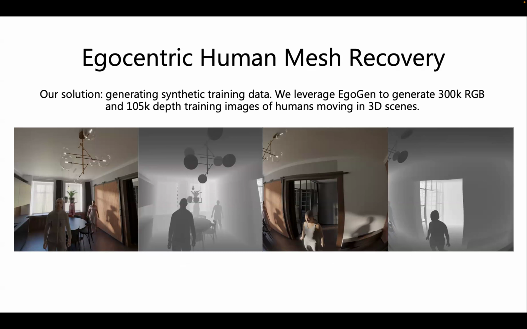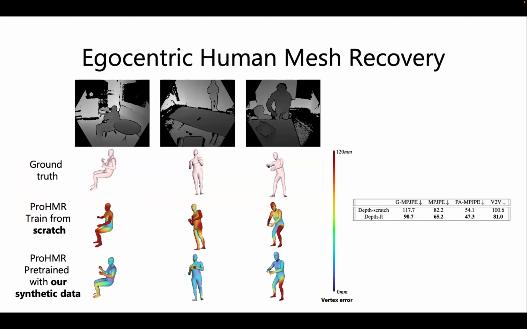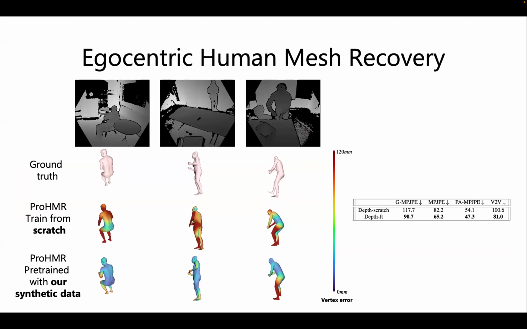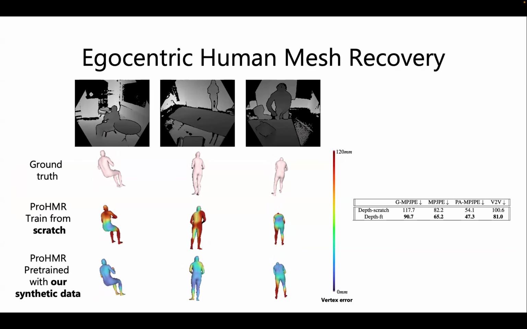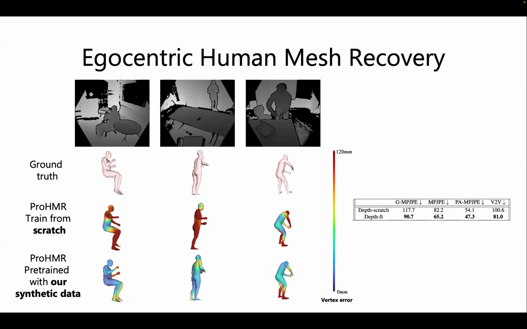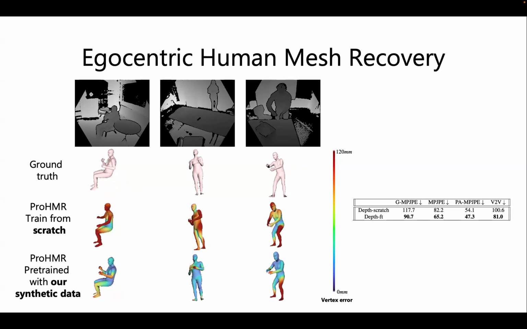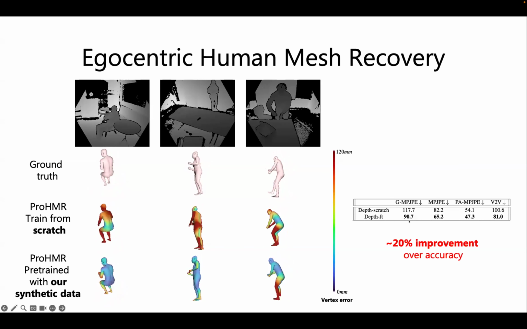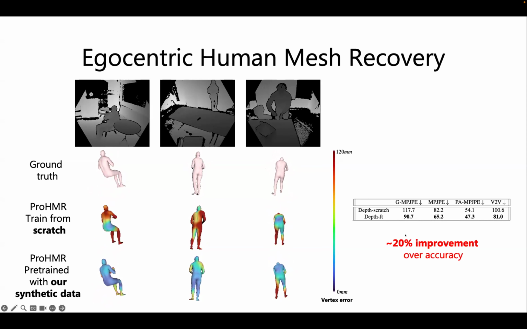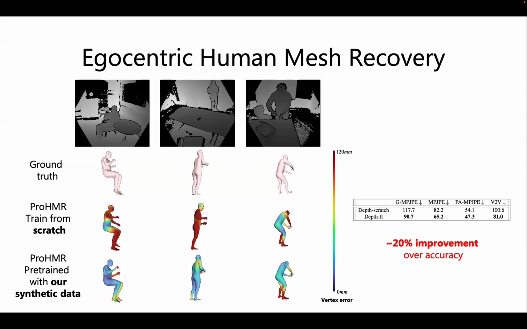So we leverage EgoGen to generate 300K RGB and 105K depth training images of humans moving in 3D environments. Here are some examples of rendered images from EgoGen. With such synthetic data, we can first train a state-of-the-art regressor on the synthetic data, and then fine-tune it on a small amount of real data. You can see that we get a 20% improvement in pose estimation accuracy.